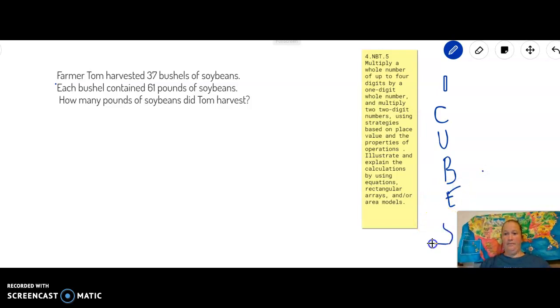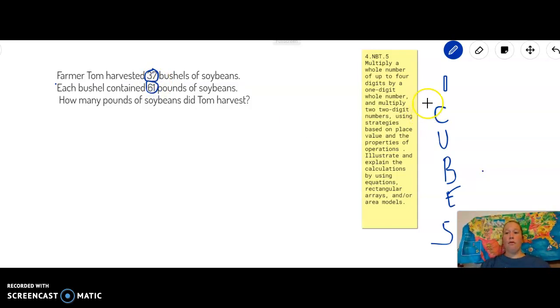Okay, there we go, I got it. So it says Farmer Tom harvested 37 bushels of soybeans. Each bushel contained 61 pounds of soybeans. How many pounds of soybeans did Tom harvest? Okay, we're going to circle. Let's circle what we know for our numbers. Here we go. We have 37 bushels and 61 pounds.